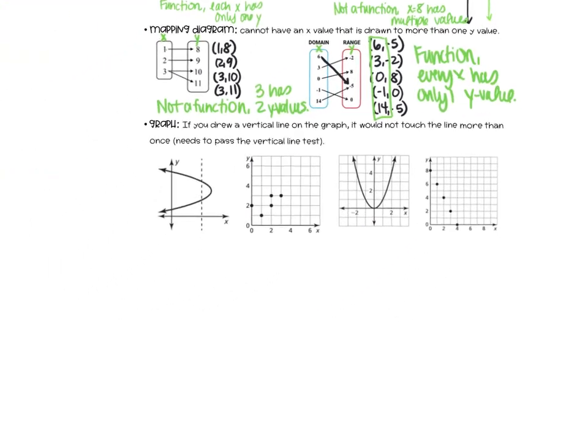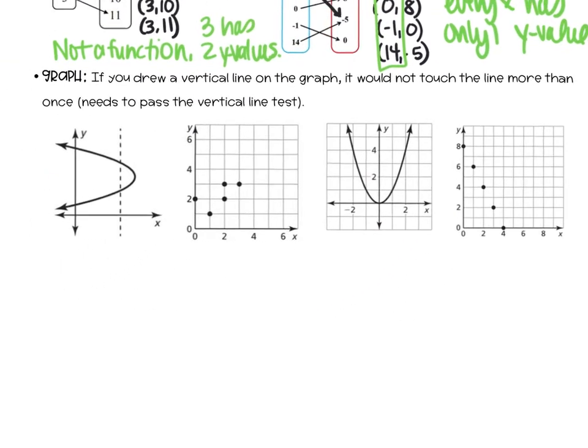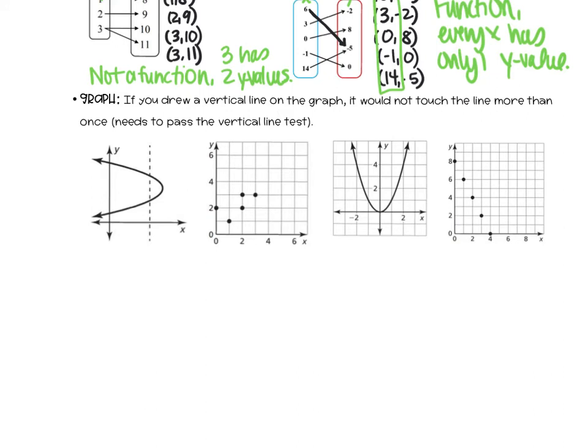All right, and lastly, we are going to look at graphs. So a graph is a little bit different because if you see a line or something, you don't look at it and think of what are those ordered pairs that they have. You just kind of see that line. So sort of a visual way to check this is if you drew a vertical line on the graph, it would not touch the line more than once. And this is called the vertical line test, okay?